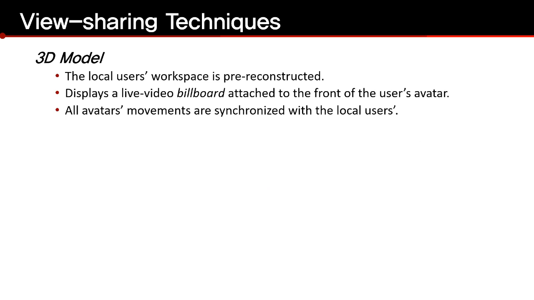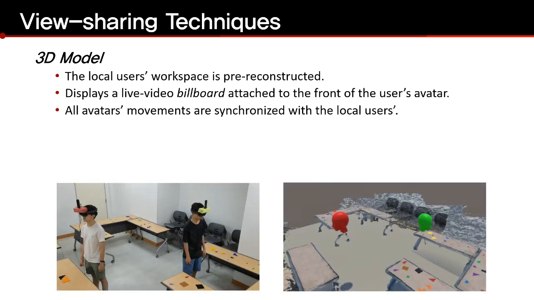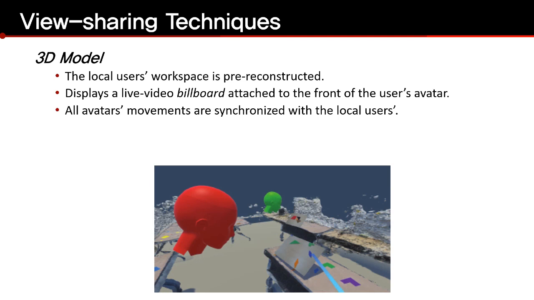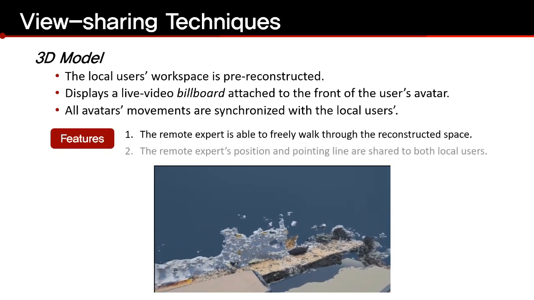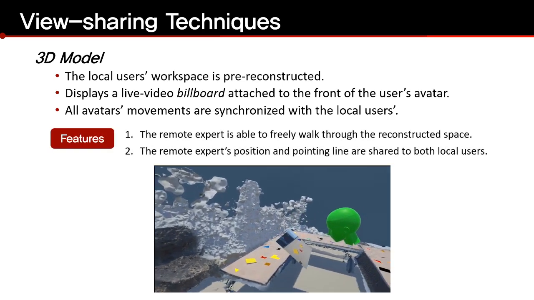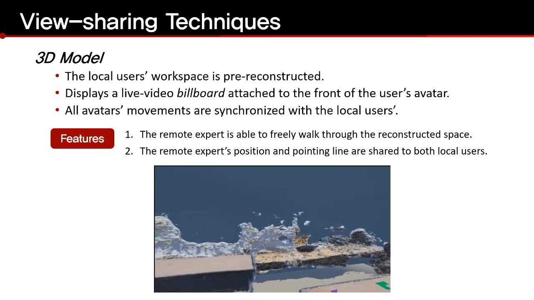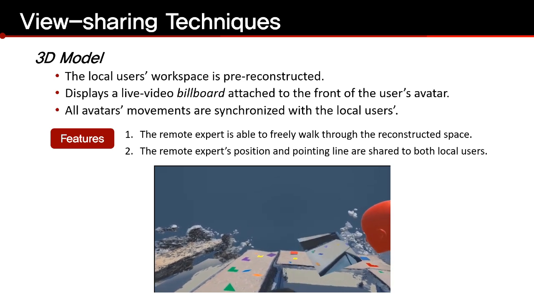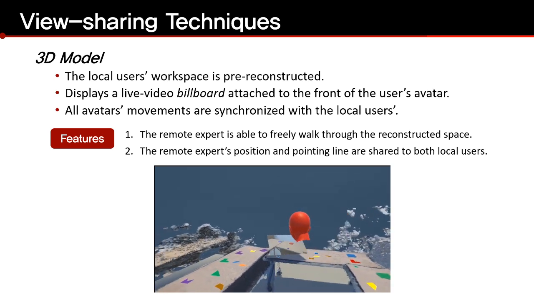The last but not least is the 3D model technique. This technique pre-reconstructs the local user's workspace as shown in the figure below, and displays a live video billboard attached to the front of the user's virtual avatar. It goes without saying that all avatars' movements are synchronized with the local users. 3D model enables the remote expert to freely walk through the reconstructed space in VR. The remote expert's position and pointing line are simultaneously shared to both local users in this case.